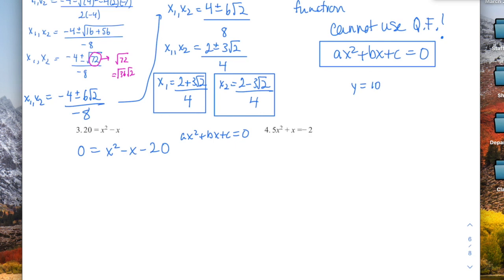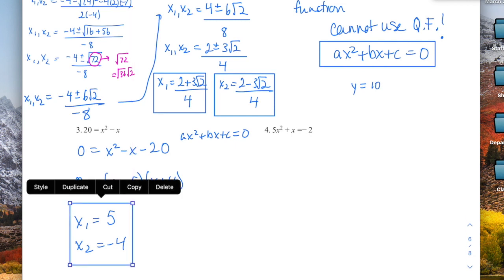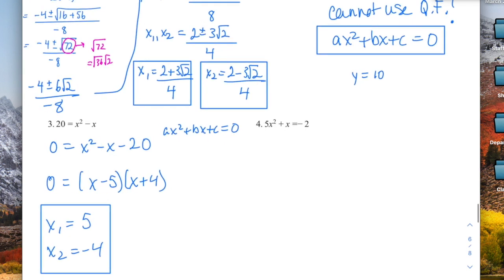Now I can see how easy this one is to factor. I'm not going to use a quadratic formula here. I can just do this, and I can see that my x1 value is 5 and my x2 value is -4 using the zero product property. So no need to use the quadratic formula when it's easy to factor.